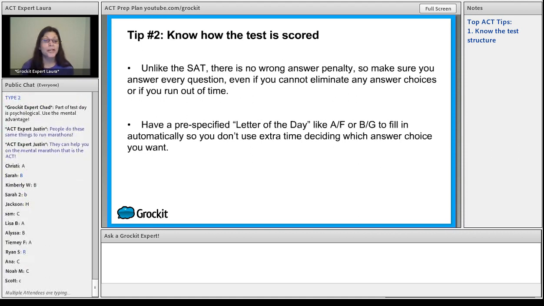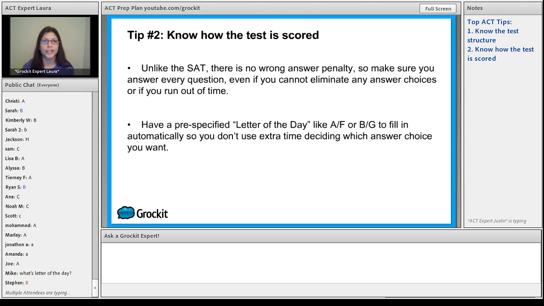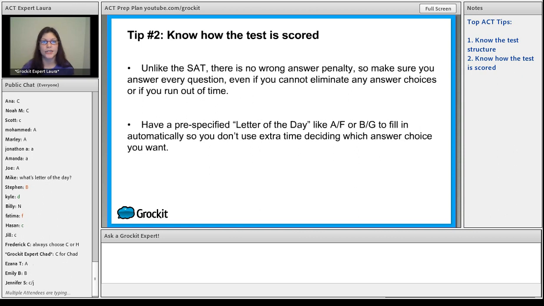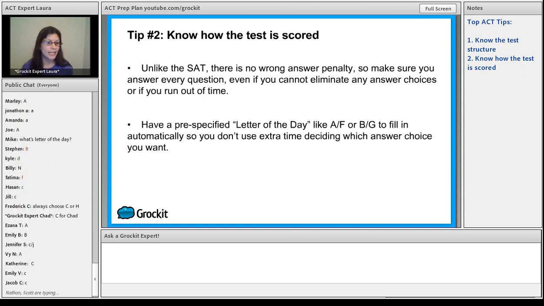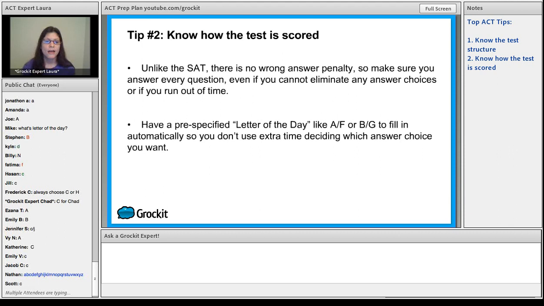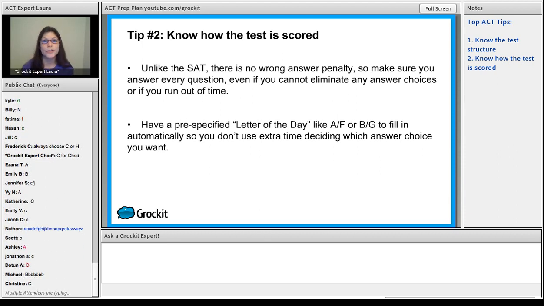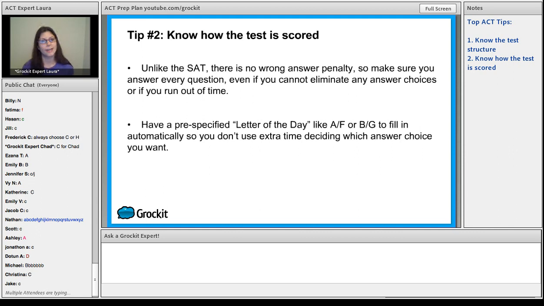Mike, great question. Letter of the day is the letter you're going to pick if you're not sure about a question or if you want to put an answer down and then come back to it. Always have an answer choice ready. And Nathan's going for the whole alphabet. Make sure you have an answer choice ready. It actually will cut down time. Maybe you will only save 2 minutes in a section, but for a section that may only be 35 minutes long, that's significant.